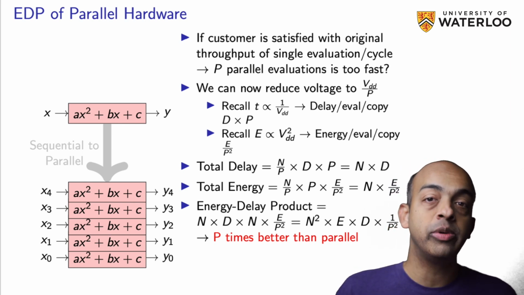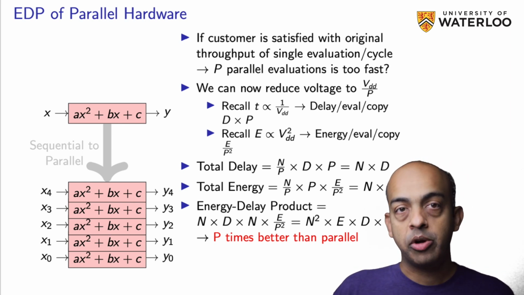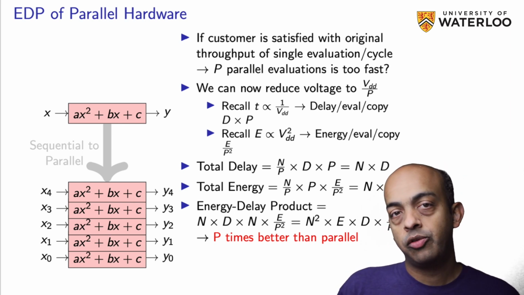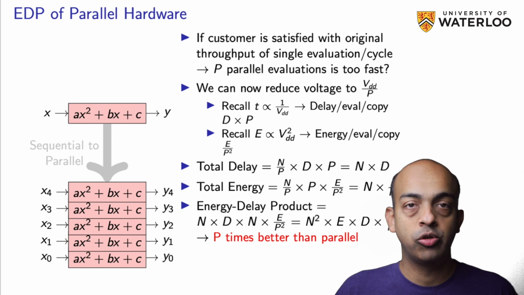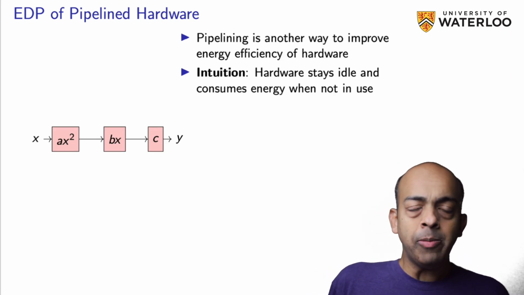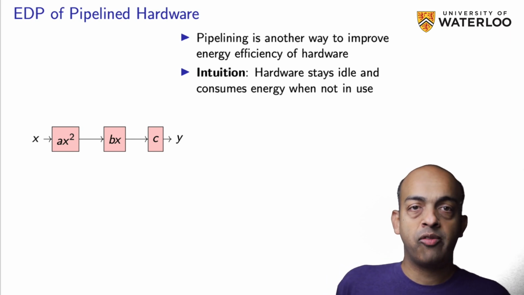So you won't get the full P square benefit of energy, but you can still walk away with some non-trivial benefit, right? So that's sort of step one in this journey, is to use parallelism. Step two is pipelining.